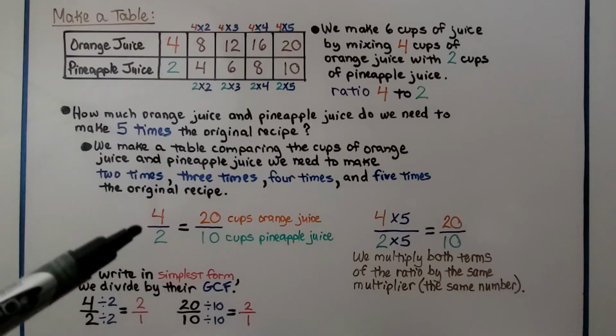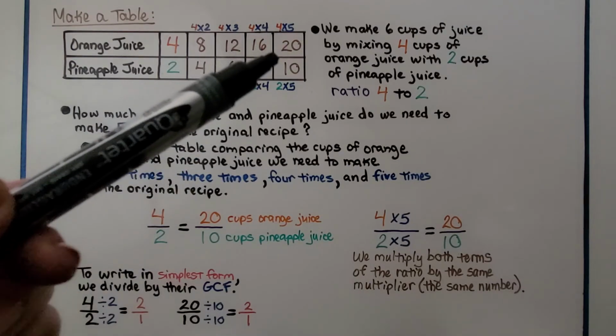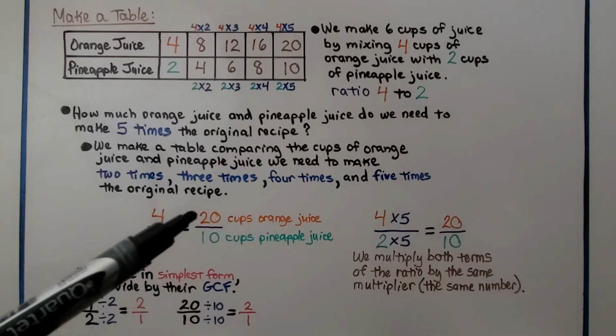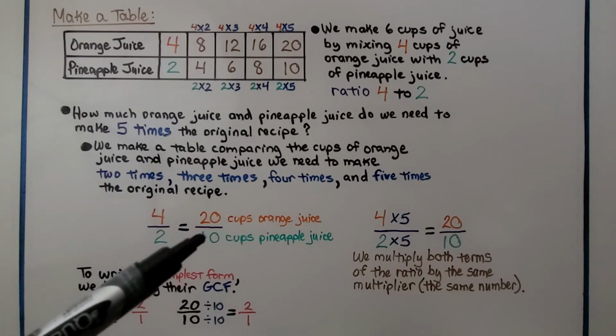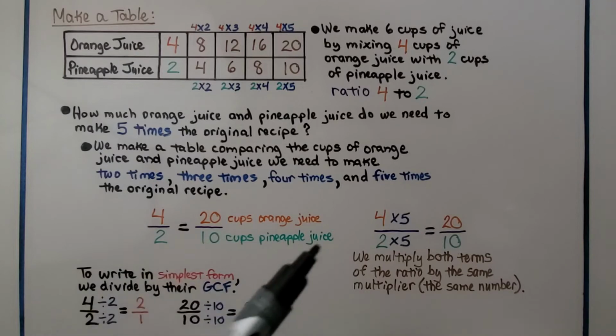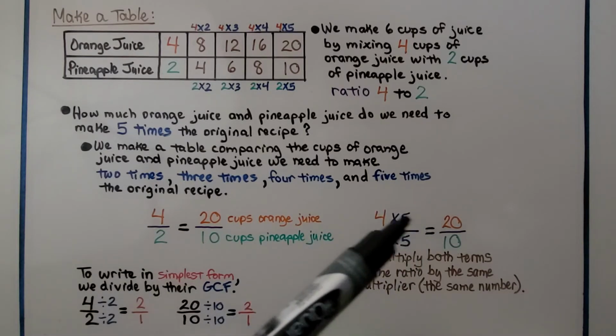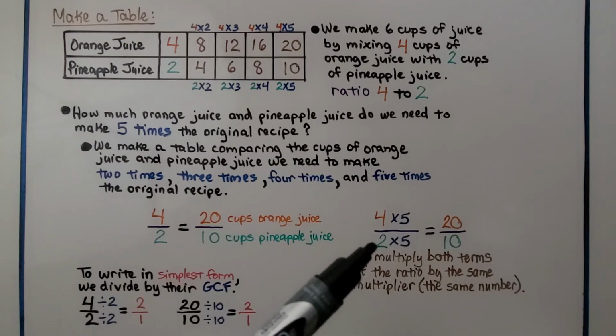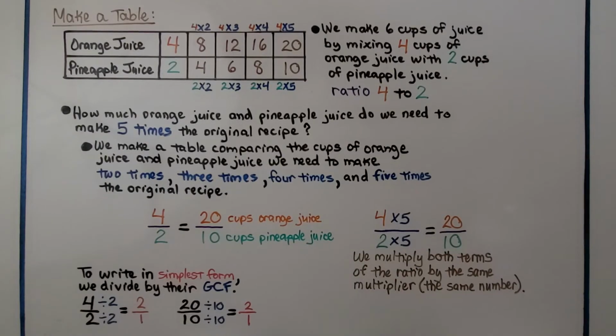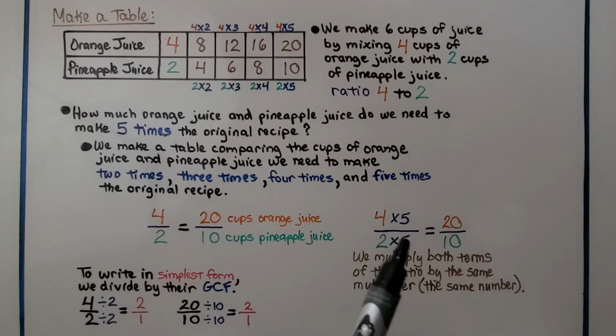The ratio 4 to 2 is equal to 20 to 10. That would be 20 cups of orange juice to 10 cups of pineapple juice. We multiply the term 4 by 5 to get the 20 and the term 2 by 5 to get 10. We multiply both terms of the ratio by the same multiplier, 5. That means by the same number. And to write in simplest form, we divide by their GCF, just like a fraction.